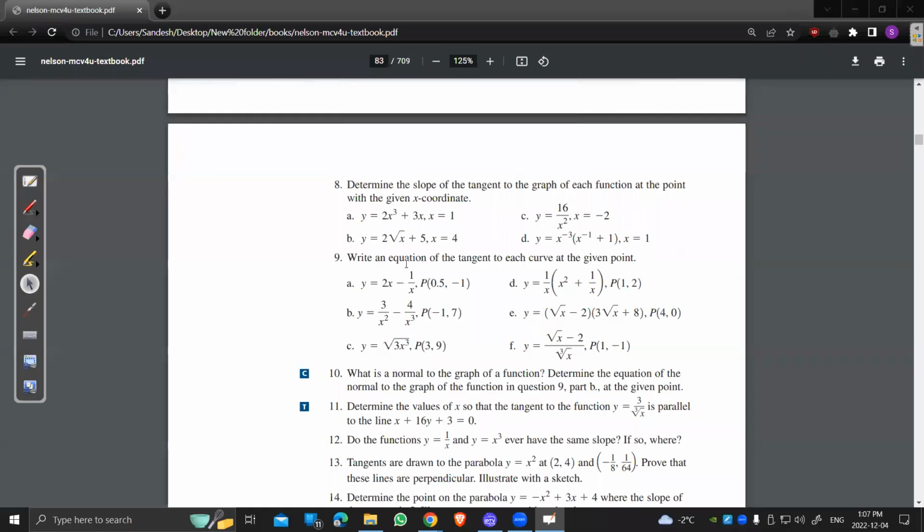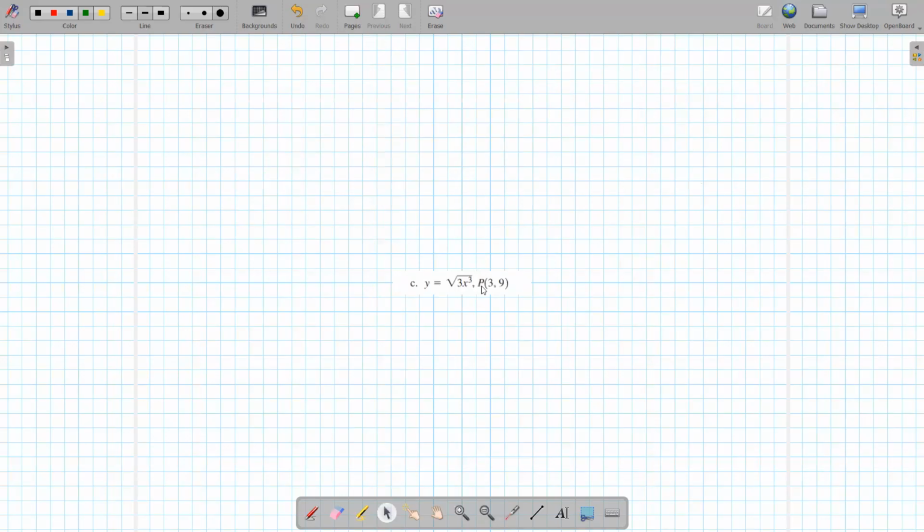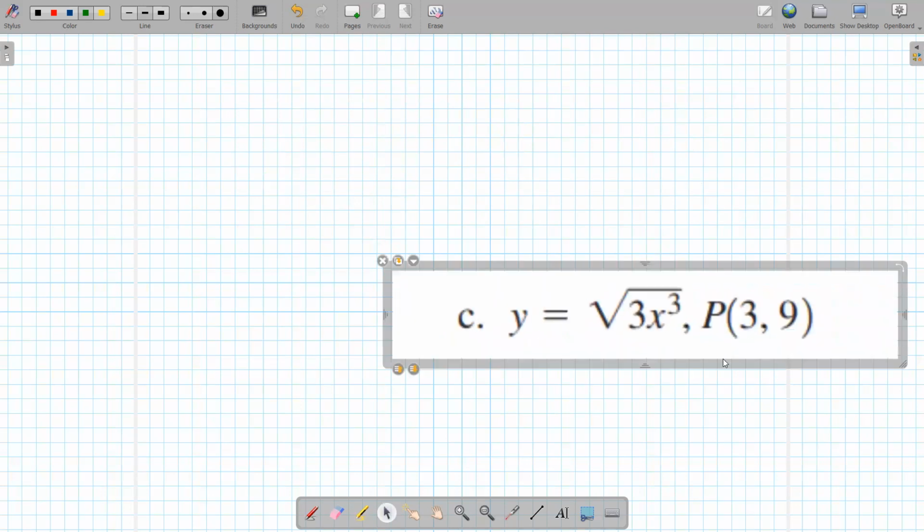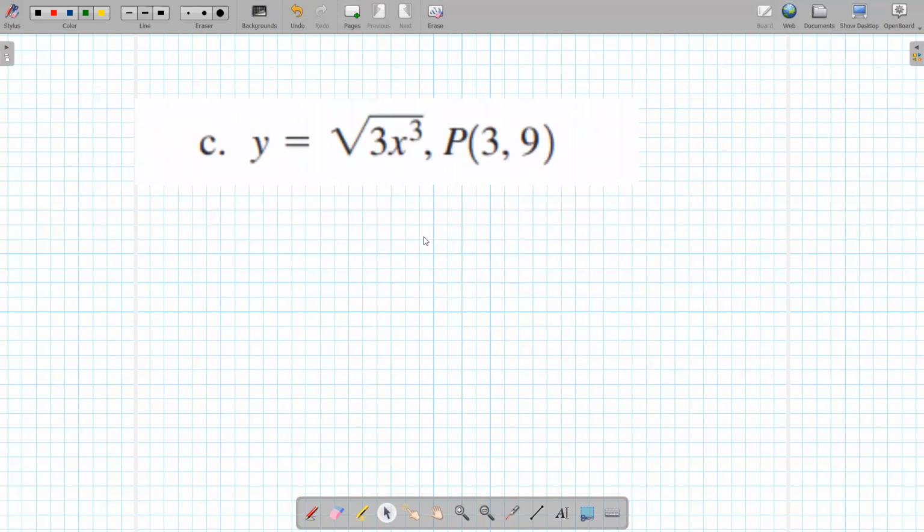It will get difficult though. I mean, how difficult could it possibly get? Let's try this one. How do you think we go about finding y prime for this? It needs to be in a certain form, right? Right now it's not in the power rule form.